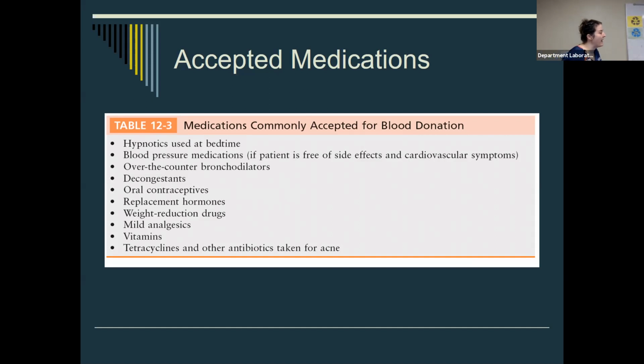Just be careful with acne. You want to make sure that your patient's not on Accutane, which is a 30-day deferral, right? And again, if your patient's on antibiotics, it's probably a good idea to defer them until their antibiotics are completed. It's not because it's harmful to the recipient, just because they are currently fighting an infection, all right?